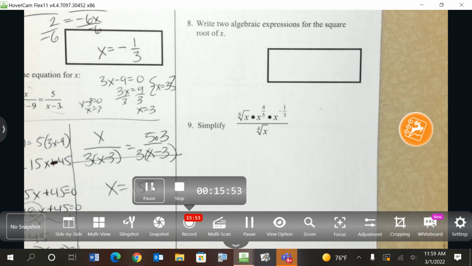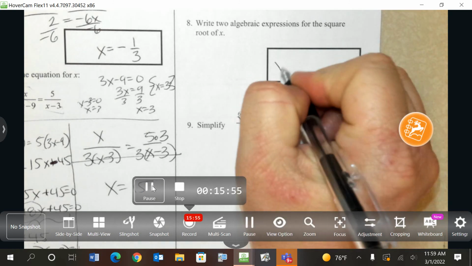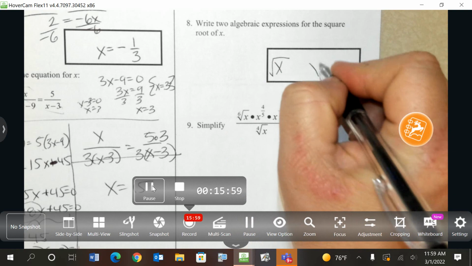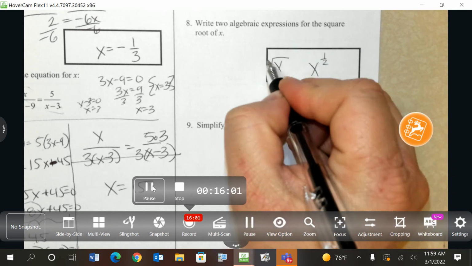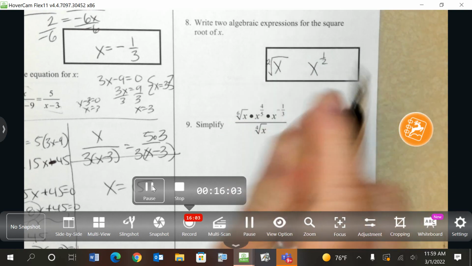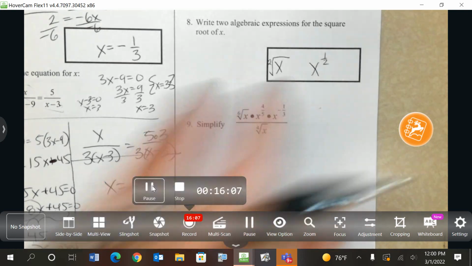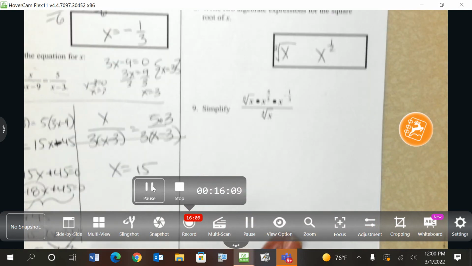How do I write the square root of x? Well, there's two ways. This is called the radical exponent way, and this is called the rational exponent way. I'd be okay if you put in 2 here as well. You wouldn't have to. Radical and rational exponent way. These are 2 different ways.